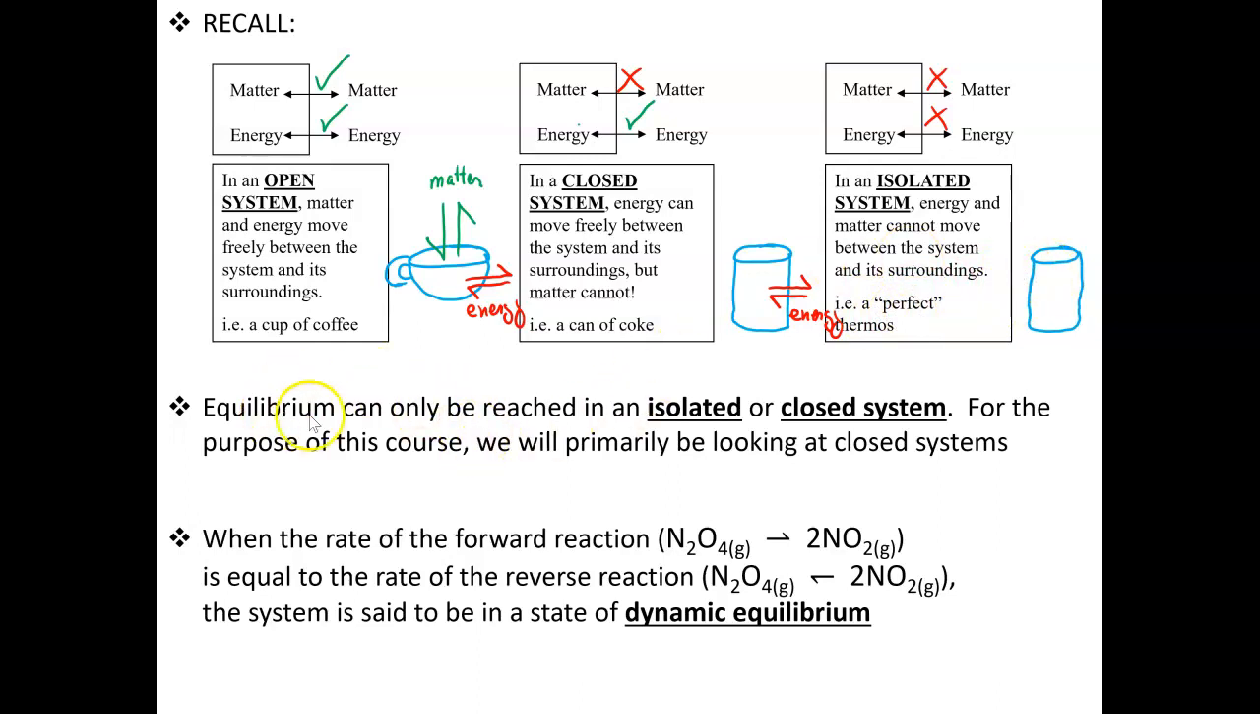So in this course, equilibrium can only be reached in an isolated or closed system. Equilibrium cannot be reached in an open system. If the variables like matter and energy are constantly moving in and out of your system, how can you ever reach a steady state if everything's always in a constant state of change? That being said, when the rate of the forward reaction is equal to the rate of the reverse reaction, the system is then said to be in a state of dynamic equilibrium.